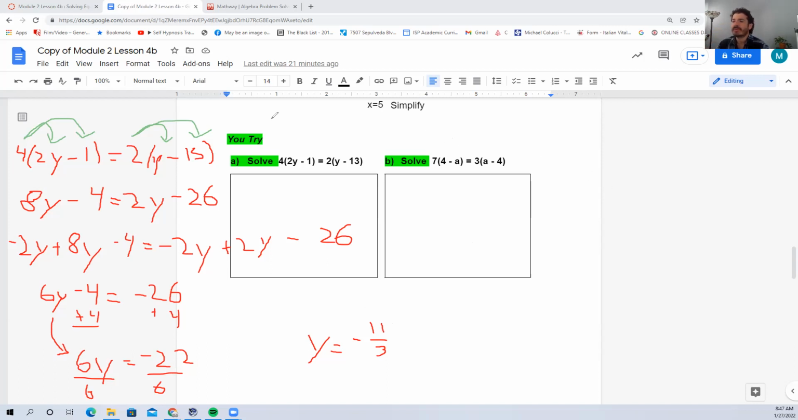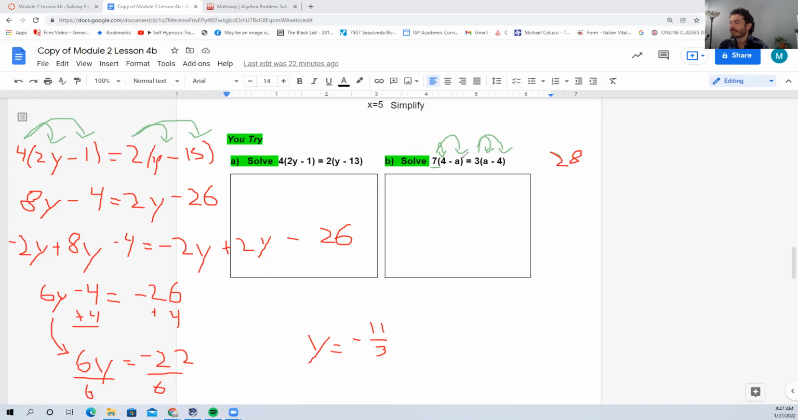Okay, so I'm going to abbreviate a little bit of this work. I'm not going to write out the problem again. I'm just going to do the distribution. I'm distributing here. So 7 times 4, that's my first one. That gives me 28. 7 times 4 gives me 28.